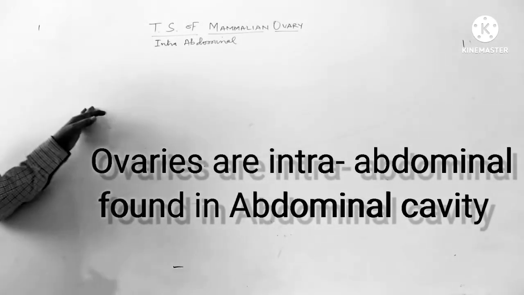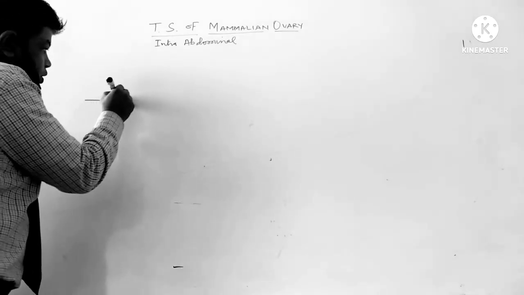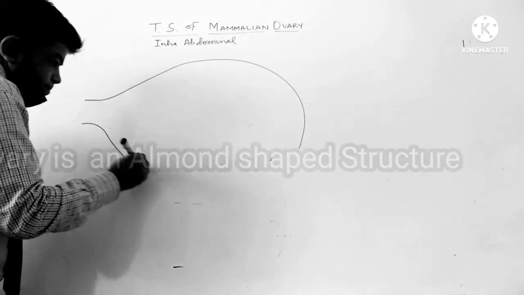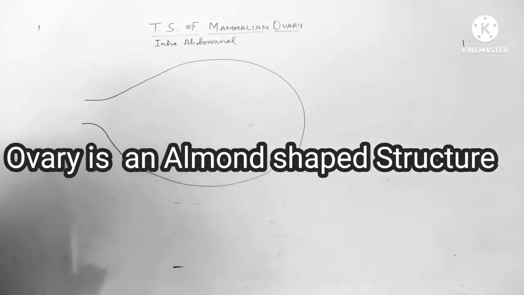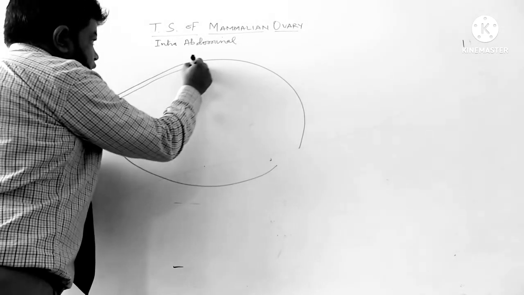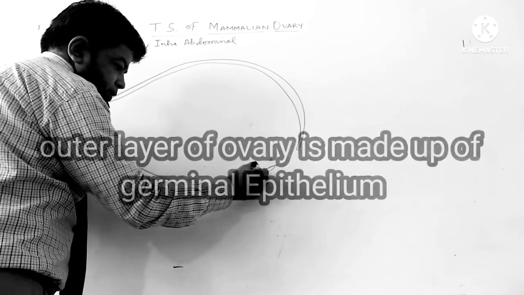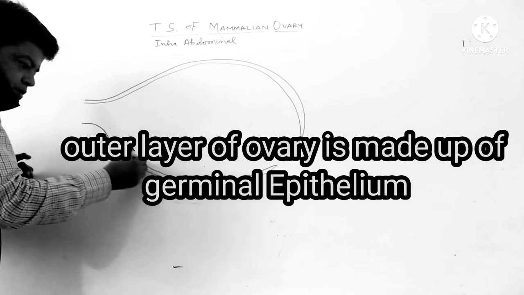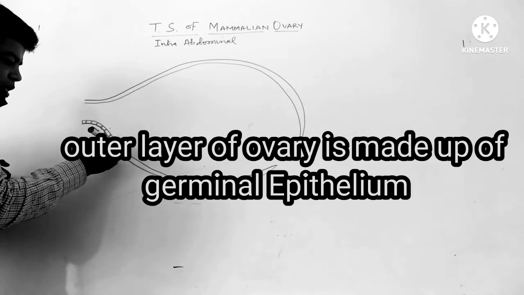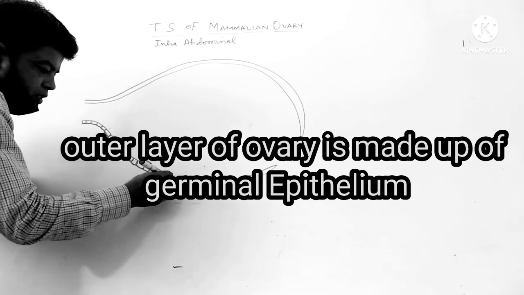Now we will see what are the structures present in the mammalian ovary. So it is an almond shape, which consists of germinal epithelium. The lining of the ovary is made up of germinal epithelium. These are the cells of germinal epithelium. These are the germ cells.